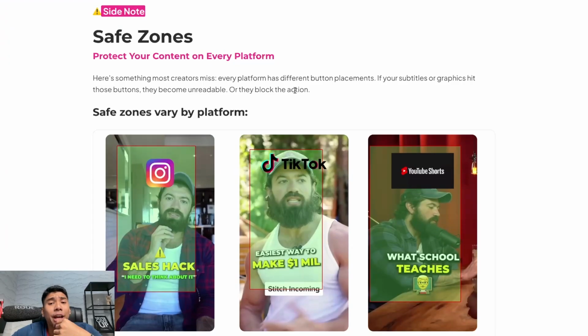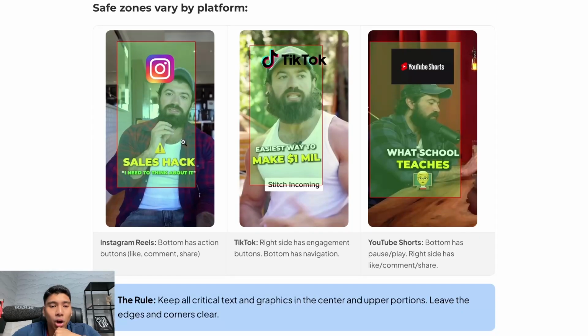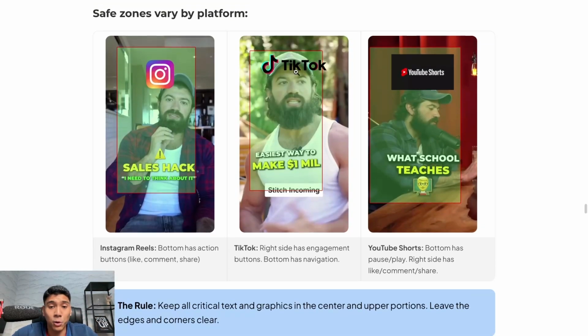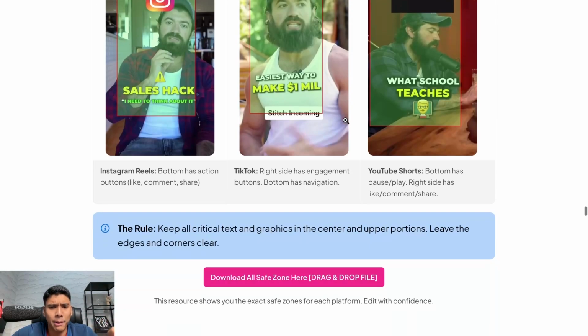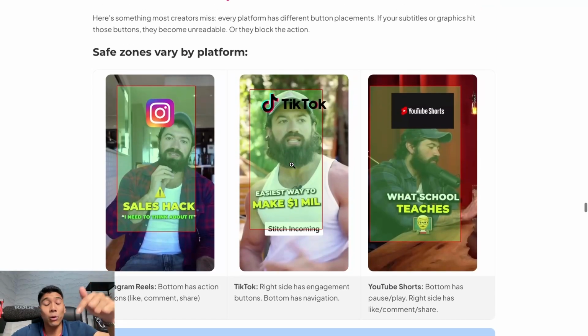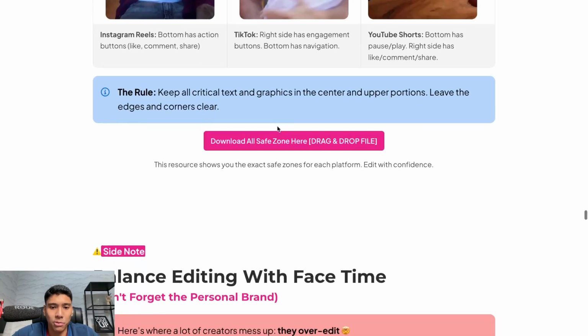And don't forget for your editing, if you edit yourself or you have an editor, safe zones vary by the platform. So you make sure that your content or your graphics are within the safe zones of each platform. If you're interested in having these safe zones on the green, you can put on your CapCut, Premiere Pro, After Effects. We have all safe zones, drag and drop files here. Download this file down below in the bio, so you can access the safe zones as well. You'll get access to this document basically.